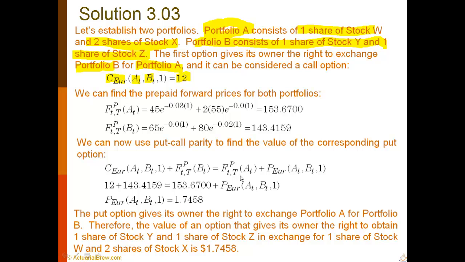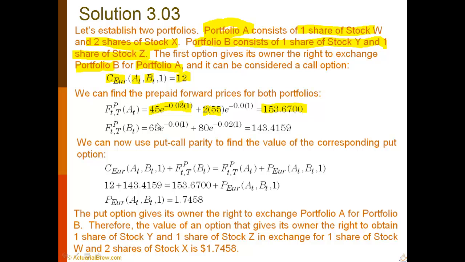The prepaid forward price of portfolio A is equal to the sum of the prepaid forward prices of its components. And 1 share of stock W has a price of 45 and it has a yield of 3%, and therefore its prepaid forward price is this right here. 1 share of stock X has a price of 55 and it has a dividend yield of 0, but we have 2 shares of stock X in portfolio A, and therefore we have 2 times 55 for this portion right here. The prepaid forward price then of portfolio A is shown right here.